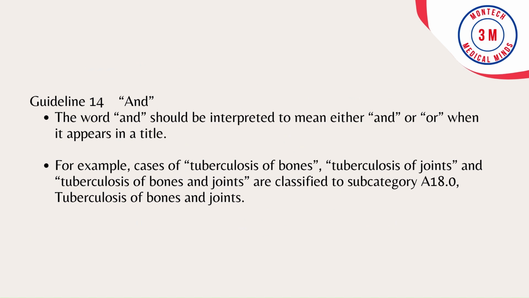Guideline 14, "and". The word "and" should be interpreted to mean either "and" or "or" when it appears in a title. For example, cases of tuberculosis of bones, tuberculosis of joints, and tuberculosis of bones and joints are classified to subcategory A18.0, tuberculosis of bones and joints.